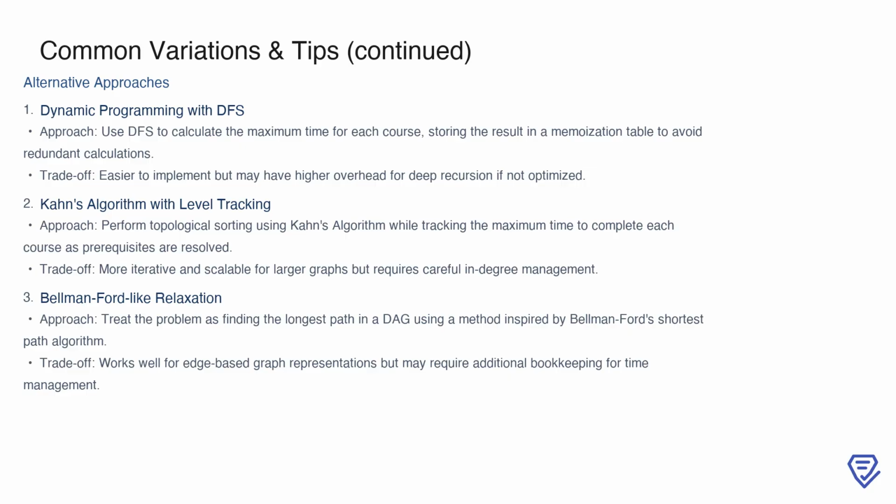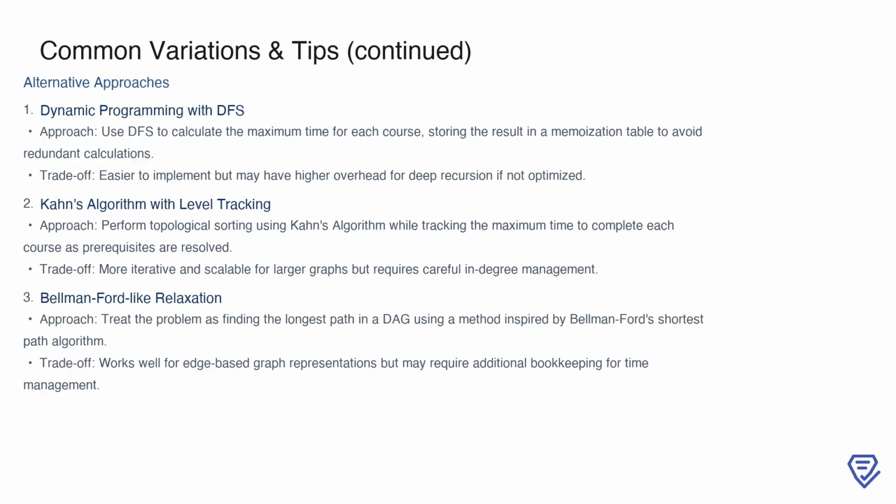One option is using dynamic programming with depth-first search. Here, you calculate the maximum time for each course through DFS while storing the results in a memoization table to avoid redundant computations. This method is relatively easy to implement, though deep recursion can become an issue if not optimized.